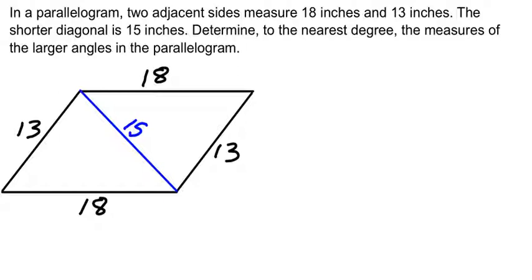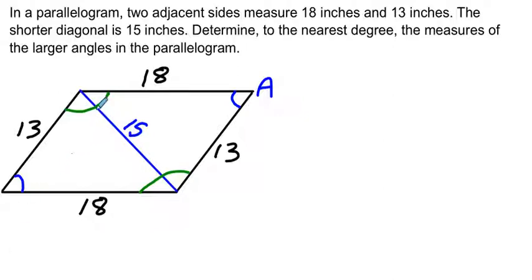We have a parallelogram that's being broken into two triangles. The triangles have sides of 13, 15, and 18. So you can solve for any of the angles using the law of cosines, because when we know three sides, we can always find the angles using the law of cosines. So what angle are we looking for? In this question, it said the larger angles of the parallelogram. So these would be the larger angles of the parallelogram. So how do we solve for that?